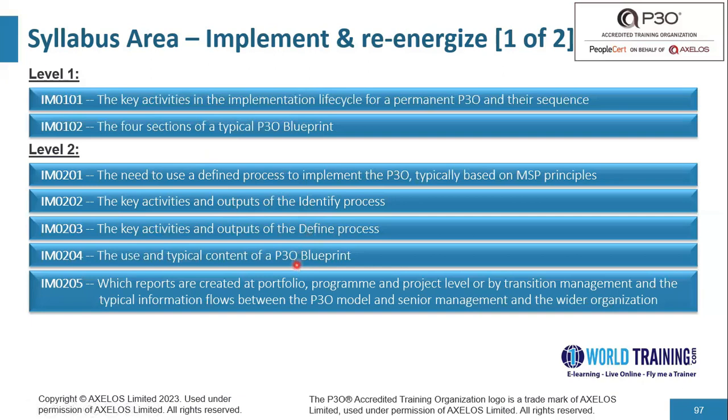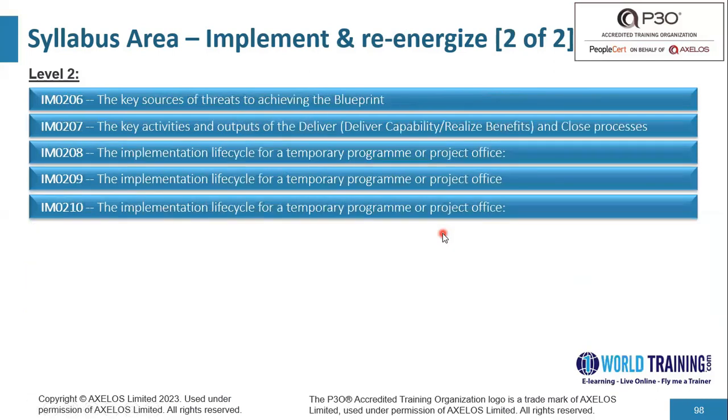And we would examine what documents are created at portfolio, program, and project level or by transition management, and the typical information flows between the P3O model and senior management and the wider organization. And a few more syllabus areas that we're going to look into would be along the lines of the key sources of threats to achieve the blueprint. We would examine the key activities and outputs of the delivery and close processes. And we would look into various aspects of the implementation lifecycle for a temporary office or project office.